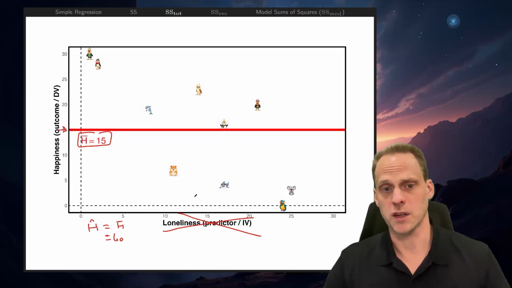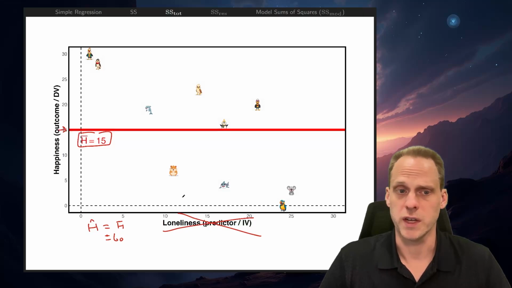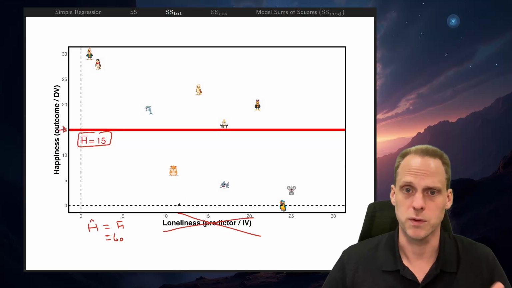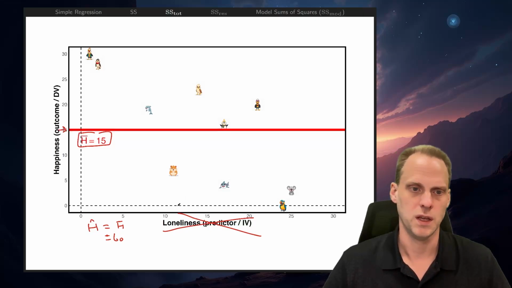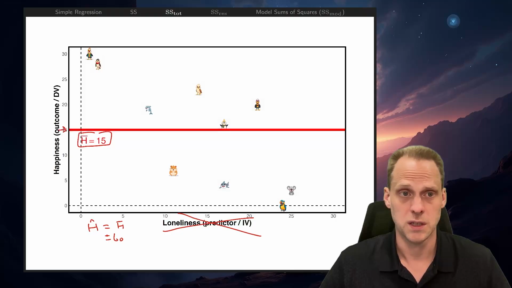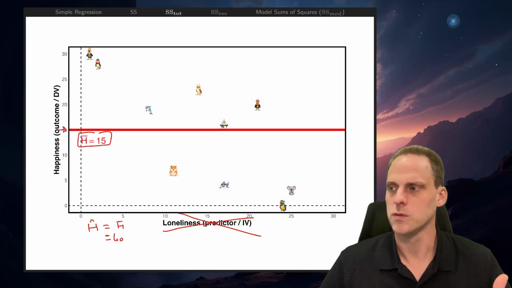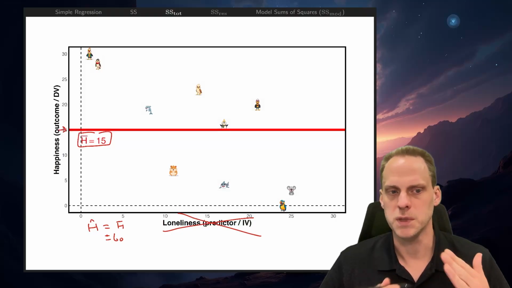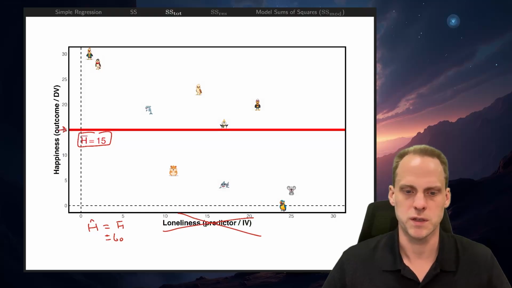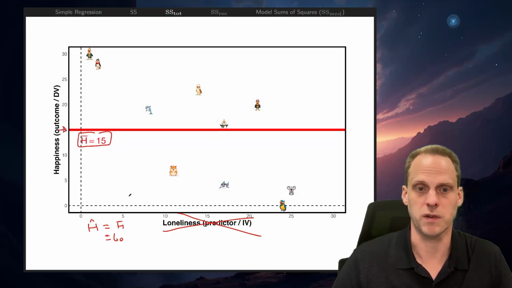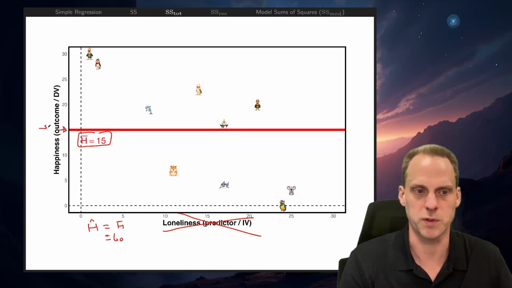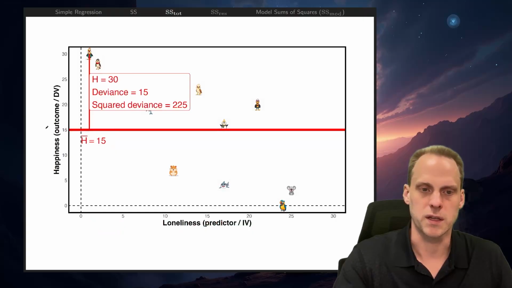Now we're interested in seeing, okay, what's the total variation in our data? How much do the scores actually differ? If there's no variation, then every person would have the same response as the mean. There would be no differences between here. But there is variation, we see that, right? They're not the same, they have different scores on the happiness scale. So we can calculate that.